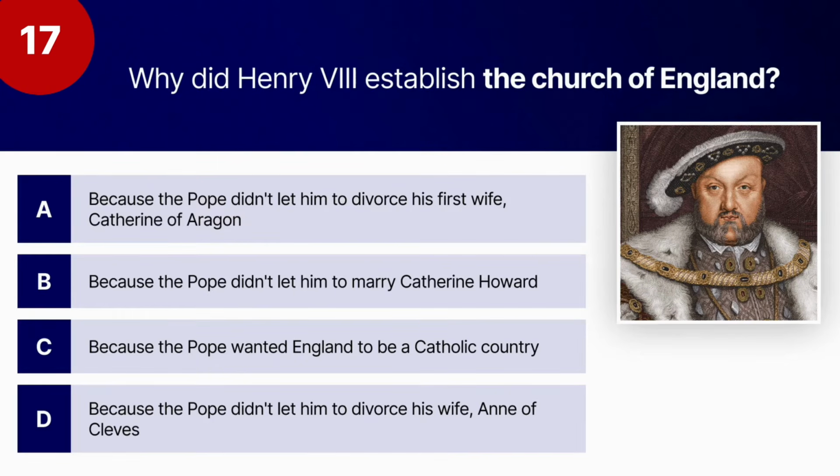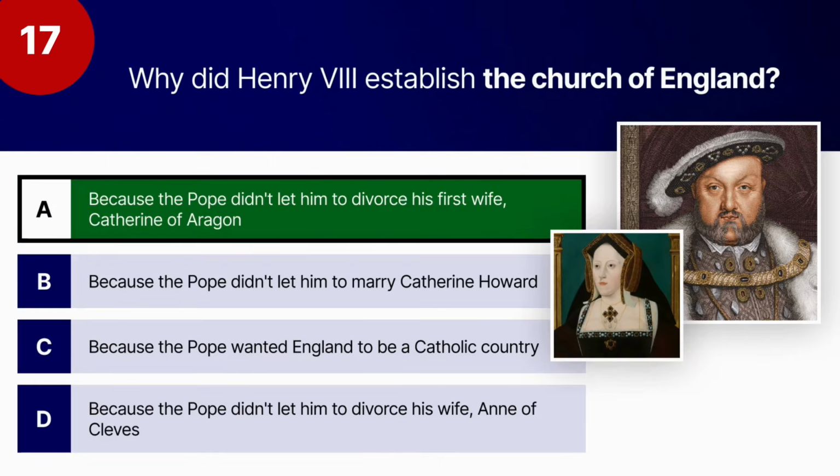Why did Henry VIII establish the Church of England? A. Because the Pope didn't let him divorce his first wife, Catherine of Aragon. B. Because the Pope didn't let him marry Catherine Howard. C. Because the Pope wanted England to be a Catholic country. D. Because the Pope didn't let him divorce his wife, Anne of Cleves. The answer is A. Because the Pope didn't let him divorce his first wife, Catherine of Aragon.